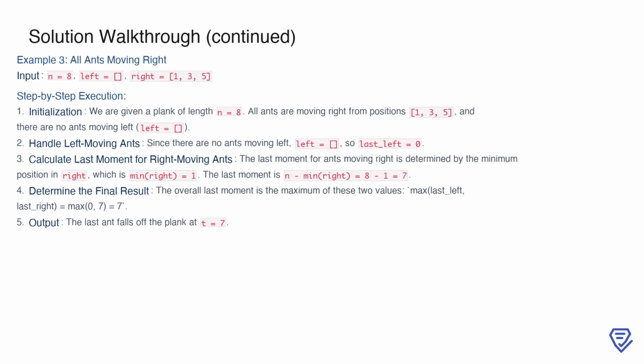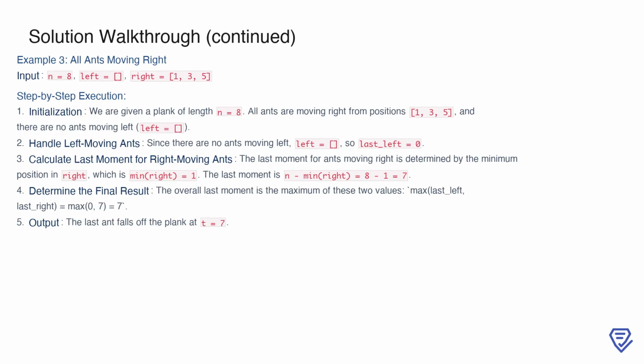In this case, we have a plank of length 8, with all ants moving to the right. The right array contains positions 1, 3, and 5, while the left array is empty since no ants are moving left. For the left-moving ants, the last moment is 0 because there are no ants in that direction. For the right-moving ants, the last moment is determined by the closest position to the right edge, which is 1.